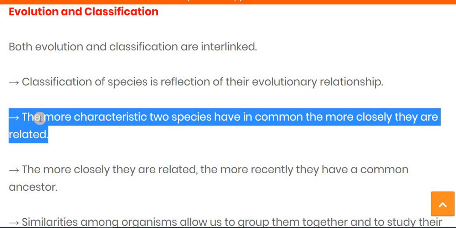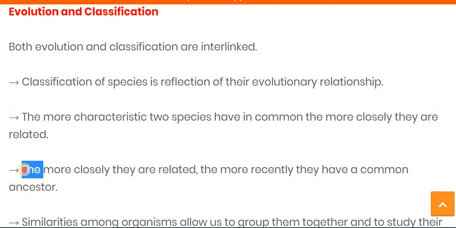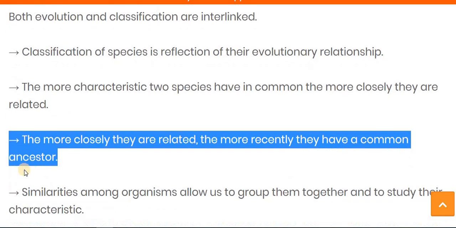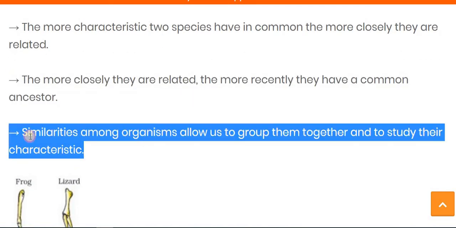We can also conclude that they come from one species. That's why they have a lot of similarity between them. And the more closely they are related, the more recently they have a common ancestor. Similarities among organisms allow us to group them together and to study their characteristics.